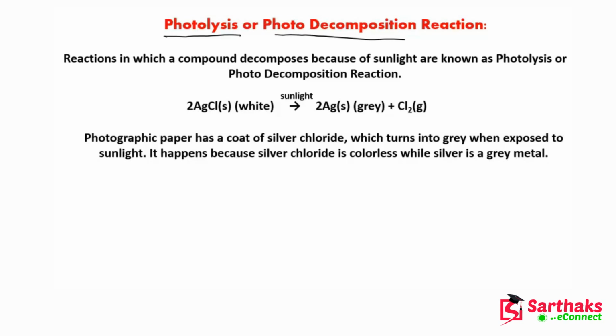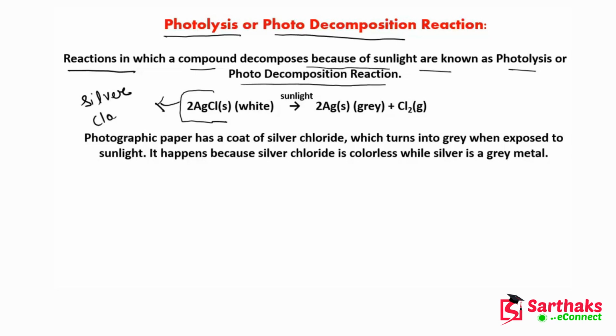And how do we provide light energy? By passing sunlight over it. Then the compound will break into simpler compounds. So you can see that a reaction in which a compound decomposes because of sunlight is known as a photolysis or photo decomposition reaction. And this is an example of photolysis where this AgCl is silver chloride.